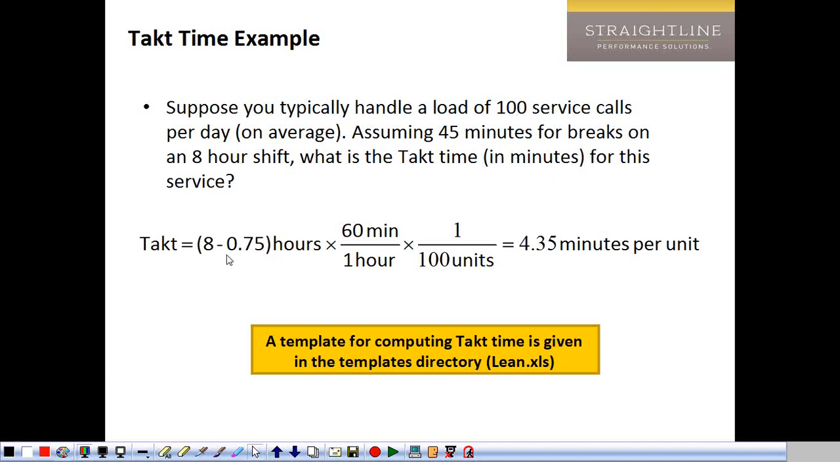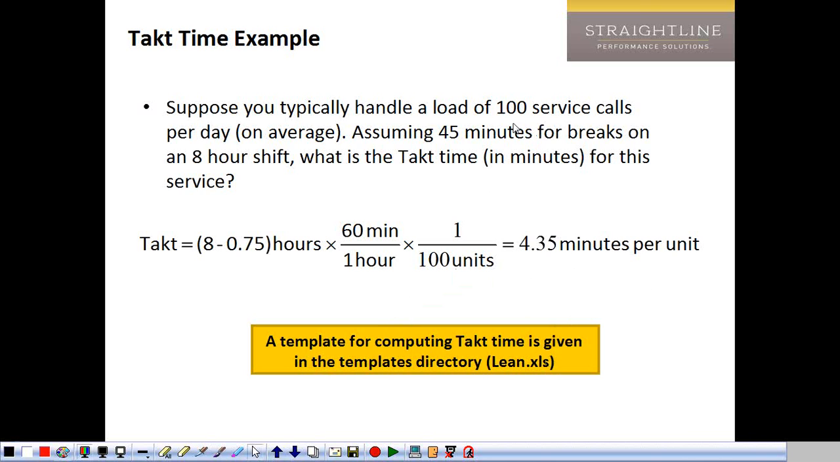That means that we have 8 hours minus three-quarters of an hour, that's 45 minutes, times 60 minutes in an hour. And if we look at 100 units, I'm sorry, it doesn't mean we have to handle every one in that time, but it means we have to average 4.35 minutes per unit. Now, if we had multiple people doing that, right?